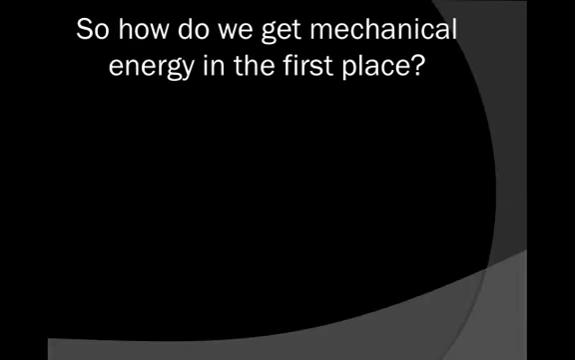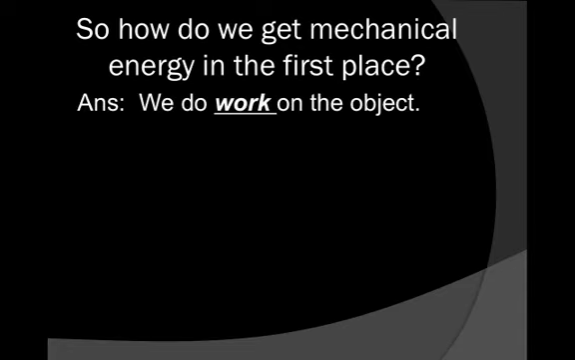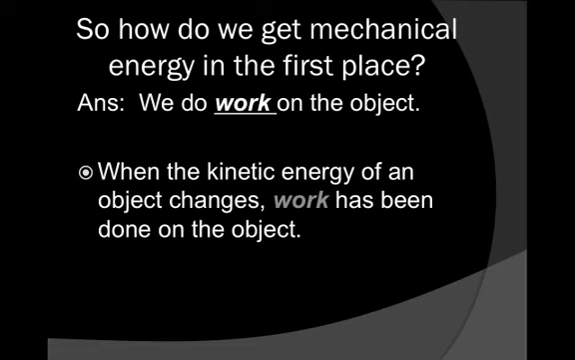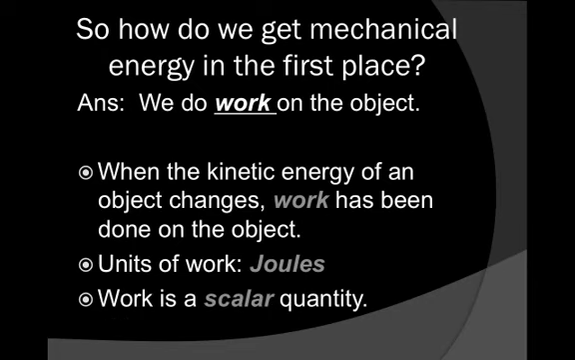Okay, so we just finished learning about mechanical energy. So how is it that we create or get this mechanical energy in the first place? The answer is that we do work on an object in order to create or transfer energy into this new object or system. So when the kinetic energy of an object changes, work has been done on the object. The units of work are joules, as it is the change in energy.